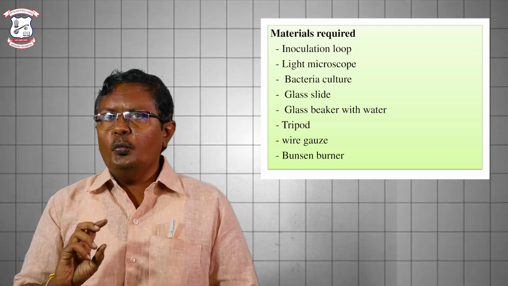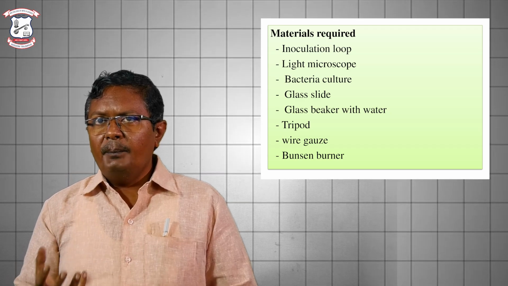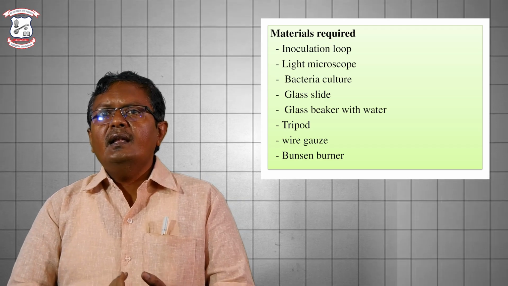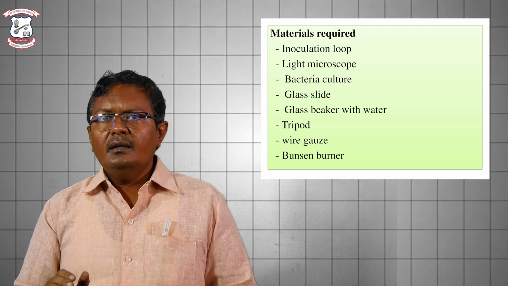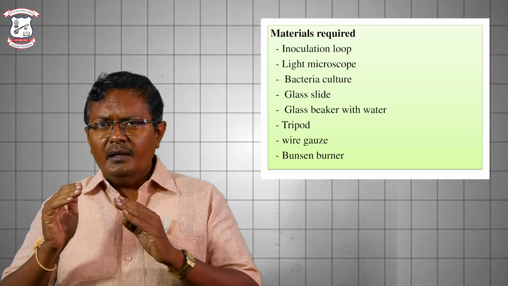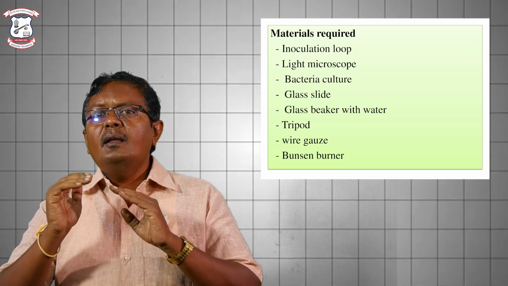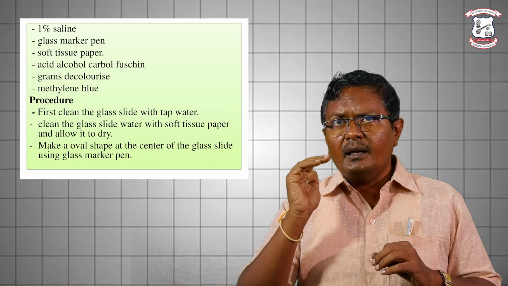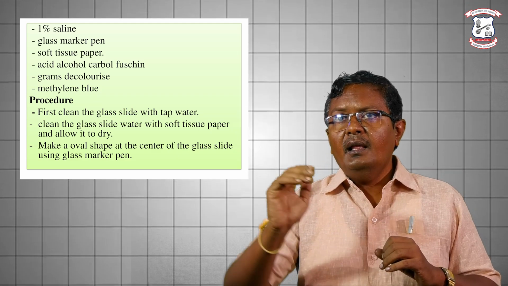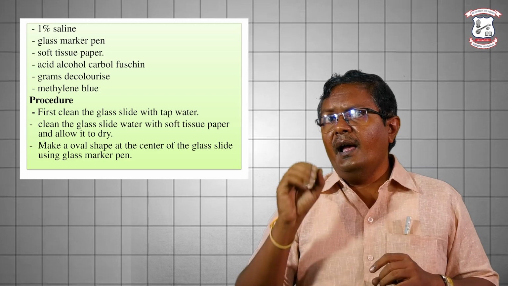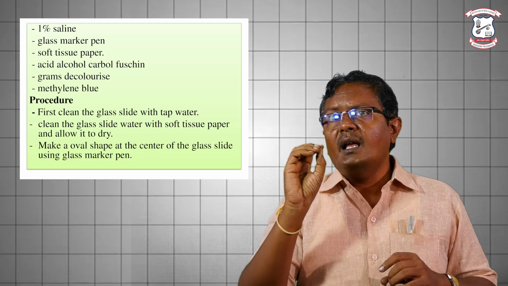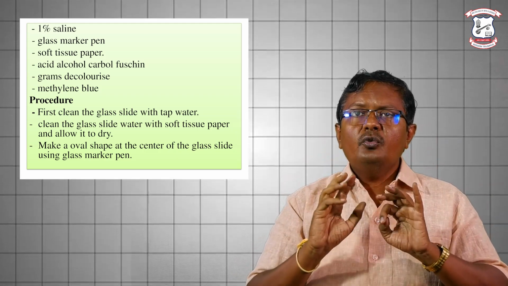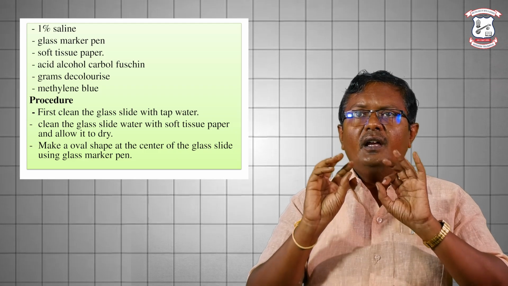First, an inoculation loop. Next, a light microscope. The bacterial culture, which we can see in a glass plate. Then a small glass slide, and a glass beaker with water. Next, a tripod, wire gauze, and a Bunsen burner. Next, 1% saline, a glass marker pen, and soft tissue paper. These are the special reagents, the last three: acid alcohol, carbol fuchsin, and methylene blue. This many materials are needed for the Ziehl-Neelsen acid-fast technique.